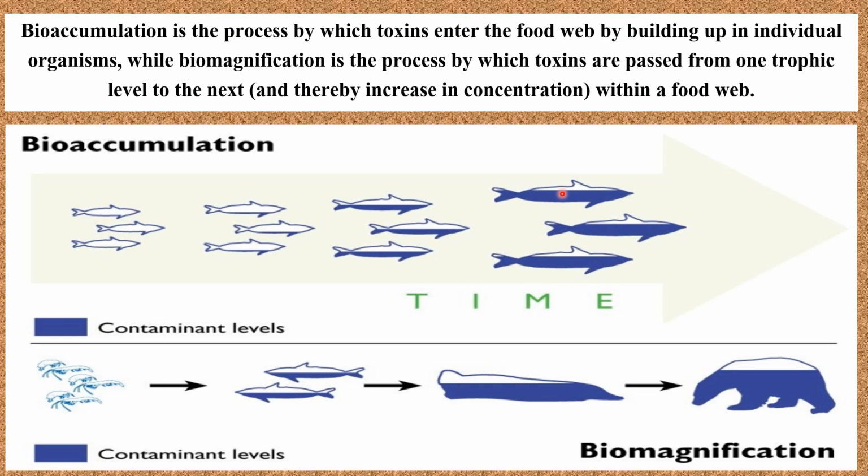Then second is biomagnification. Now it refers to the increase in concentration of contaminants as they move up in the food chain.